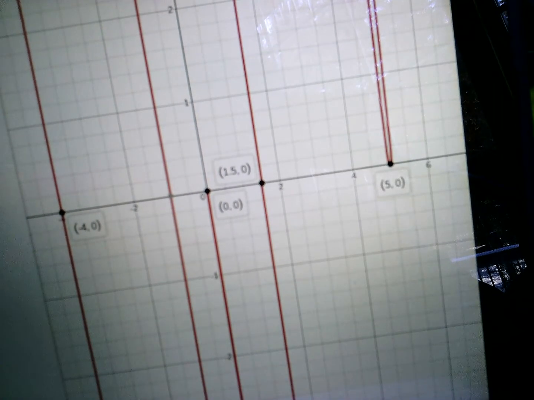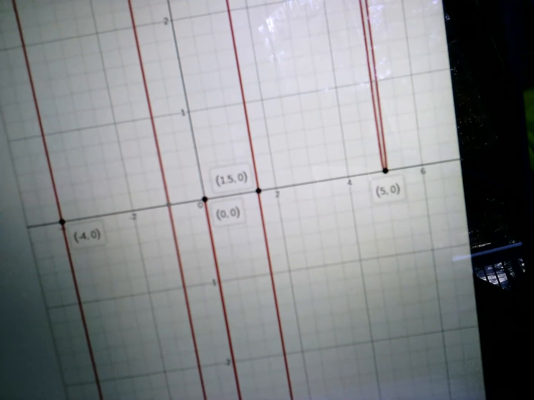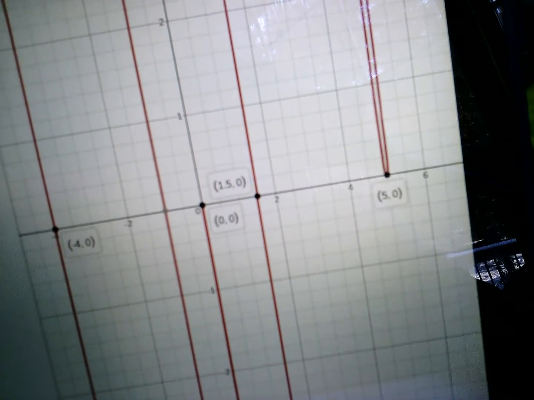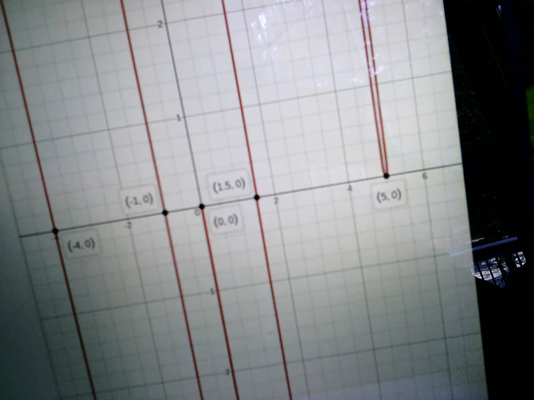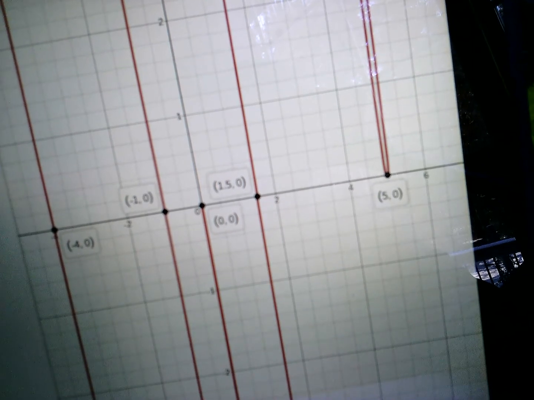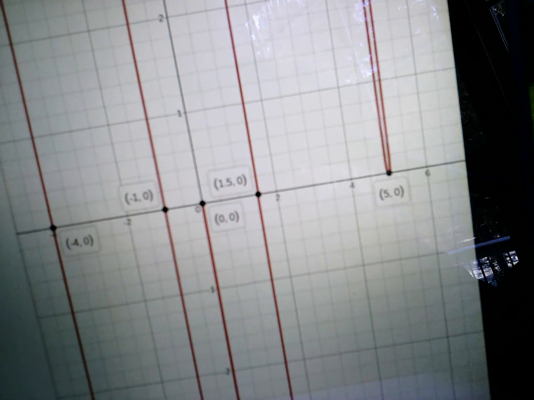Our next one was -4, 0. Its multiplicity was 3. We said it would cross, and it crosses. Our next one was x equals 5 out here, 5, 0. We said its multiplicity was 8, and it touches, which it does. It does not cross through, it just touches. And our final one was x equals -1 right here, -1, 0, and the graph does indeed cross there. So we did it.